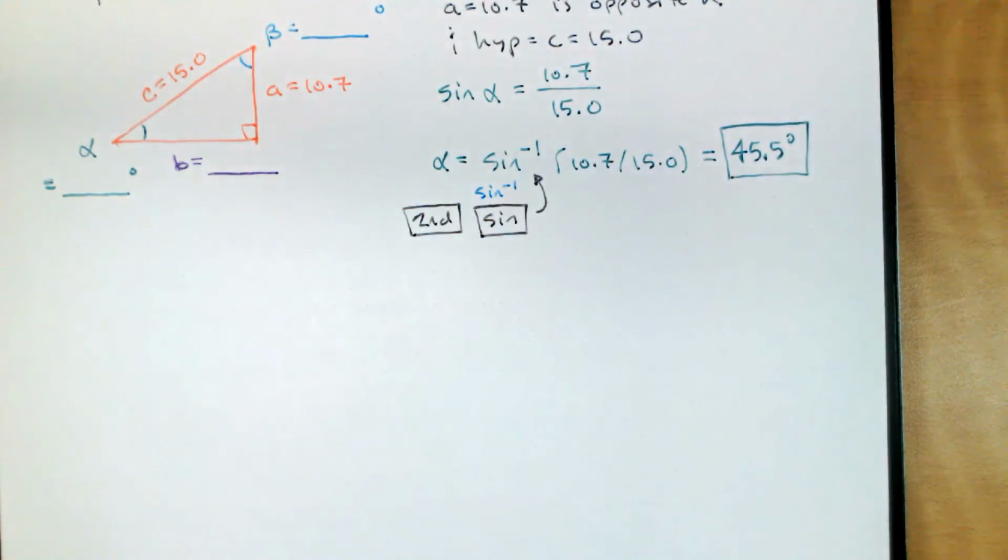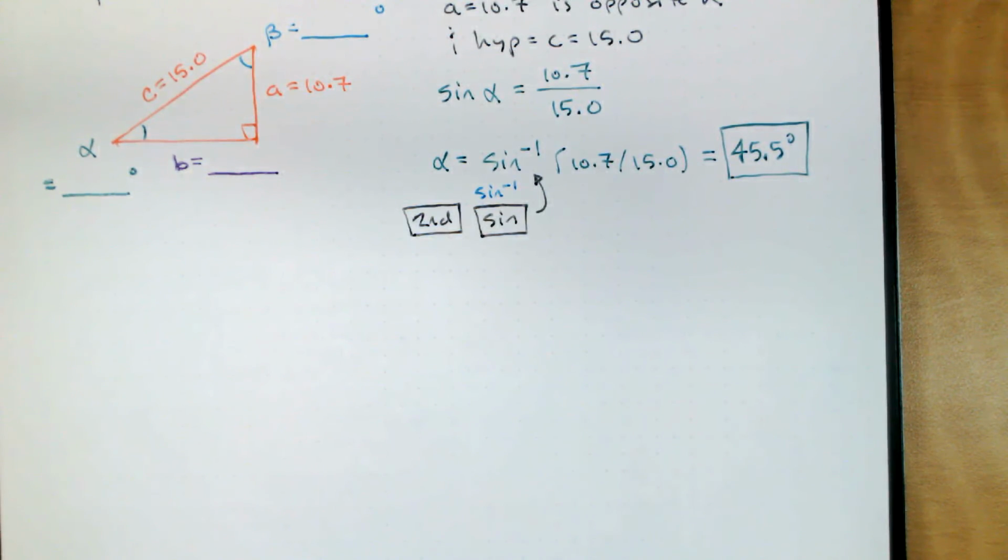Any questions? At this point, we have an abundance of information. In particular, I have two angles, so I should subtract to find the third. As soon as we have two angles, subtract to find the third. Then we have an abundance of information to go after the third side, B.